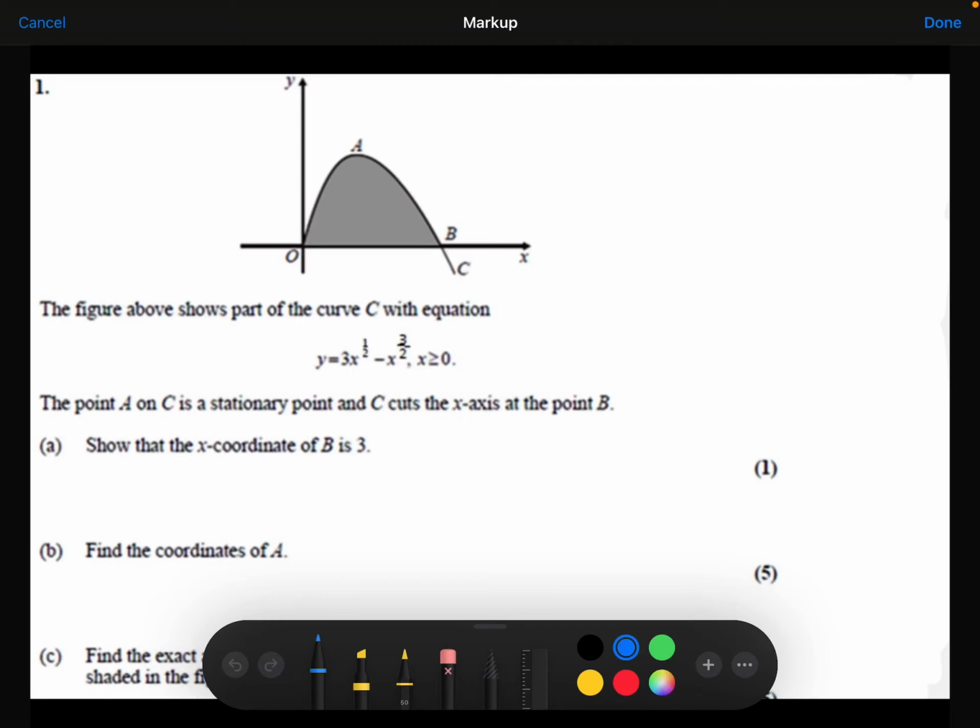The figure above shows part of the curve C with the equation y equals 3x to the power of a half minus x to the power 3 over 2, where x is greater than or equal to 0. The point A is on the curve and is a stationary point, and the curve cuts the x-axis at point B. Part A, show that the x-coordinate of B is 3.